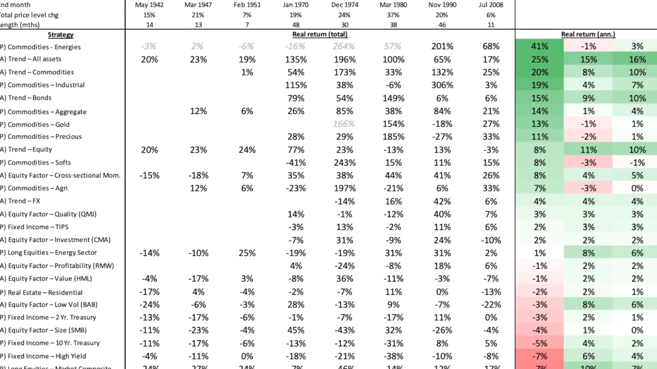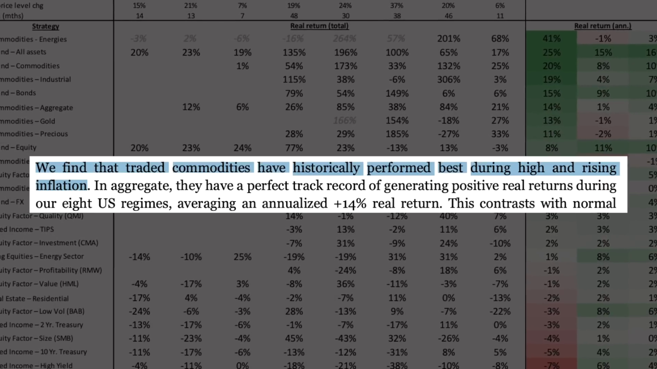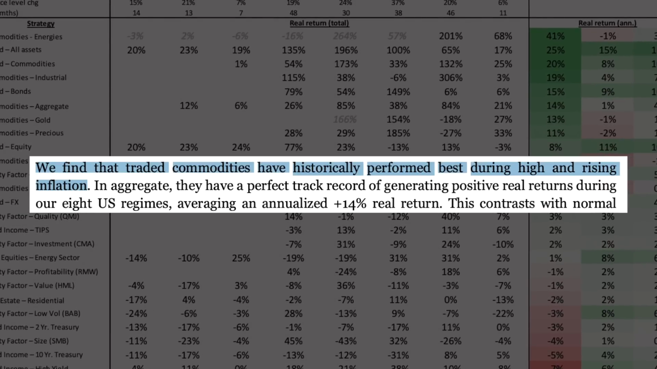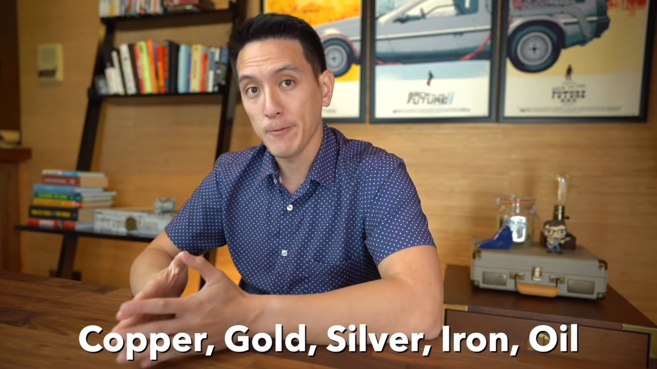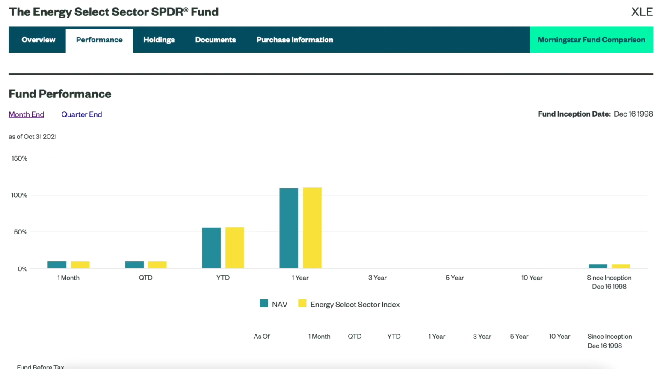While stocks do get hurt by inflation, some stocks do tremendously well. They actually found that, quote, traded commodities have historically performed best during high and rising inflation. So, things like copper, gold, silver, iron, and oil. Another sector that does well is energy, so you could look into investments like ETFs that focus on the energy sector. For example, ticker symbol XLE is a prime example of that.